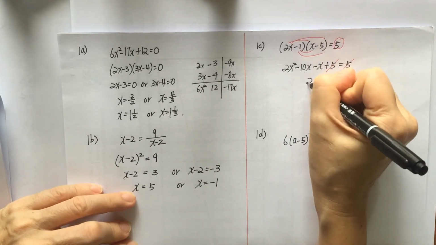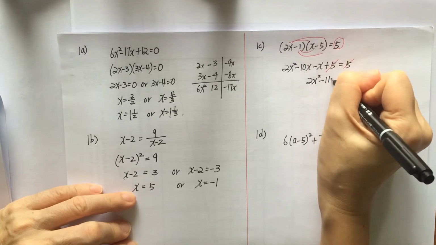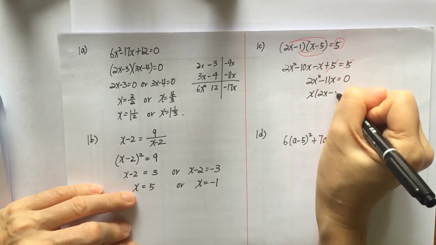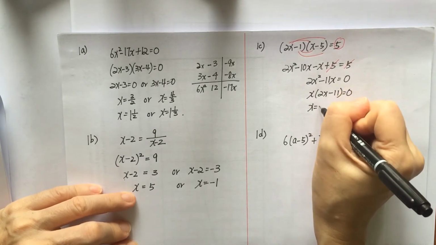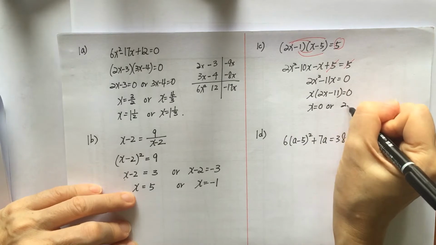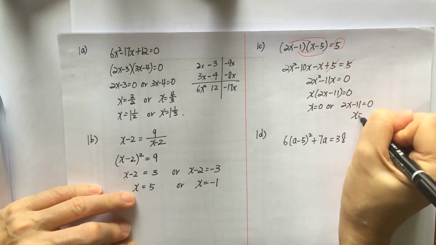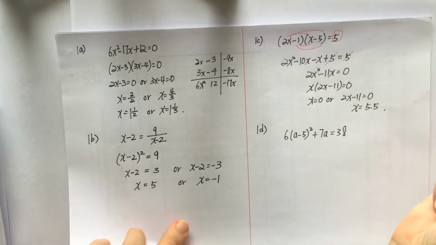So you're having 2x squared minus 11x equals to 0. Take the x common factor out, so you have x times 2x minus 11 equals to 0. So this is a product, so either one of them has to be 0. So x is 0, or x is equals to 5.5. So this is the answer.